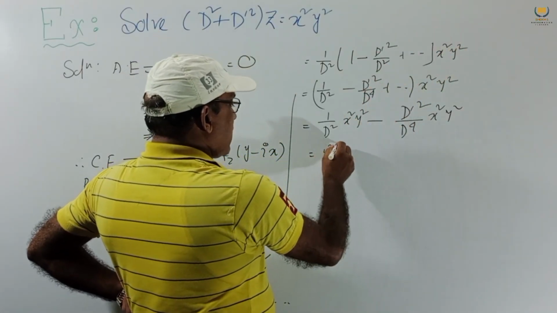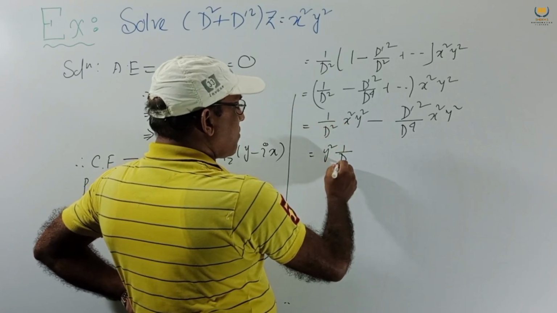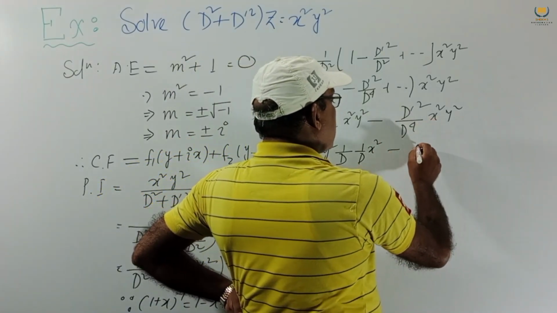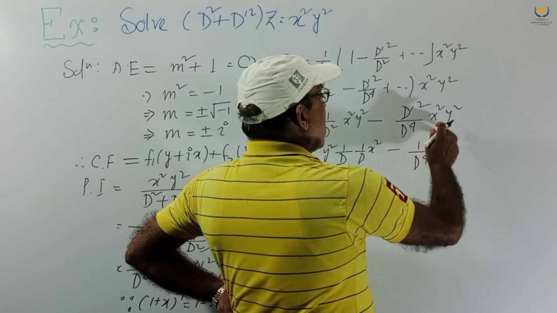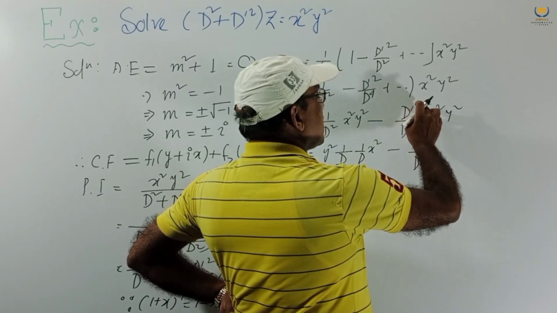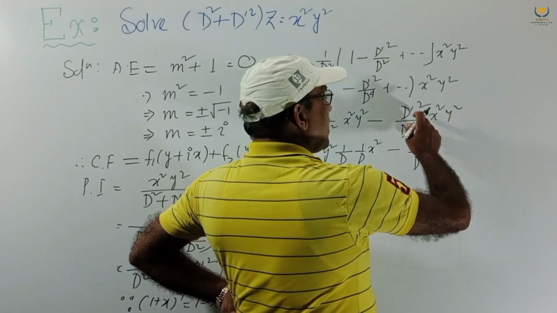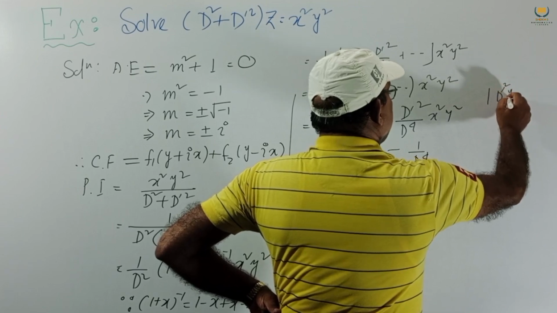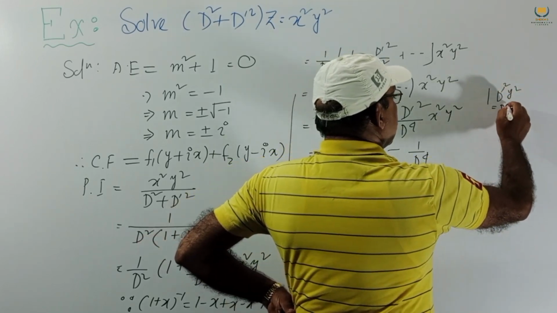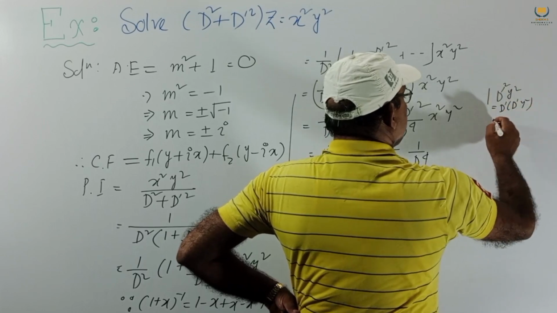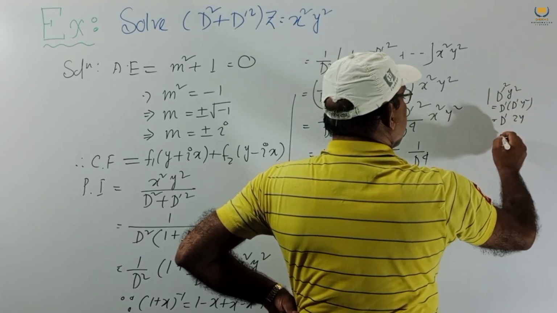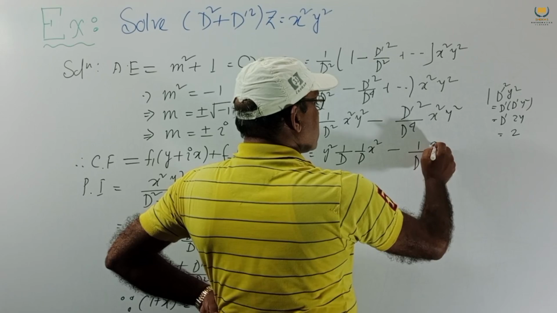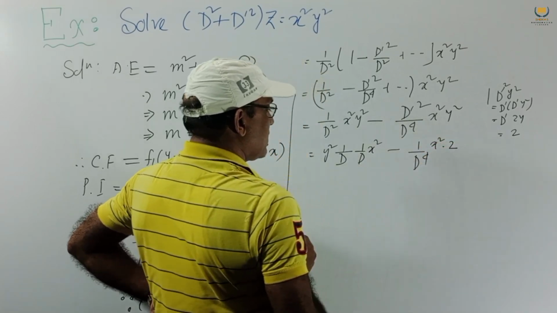So y squared is constant, D squared means we can write 1 by D, 1 by D, of x squared. And this is D to the power 4, and this D dash is for y. If we differentiate D dash squared of y squared, D dash of y squared means twice y. Again, if we differentiate, we get 2. So for y squared we get 2, and x squared into 2, we get this.